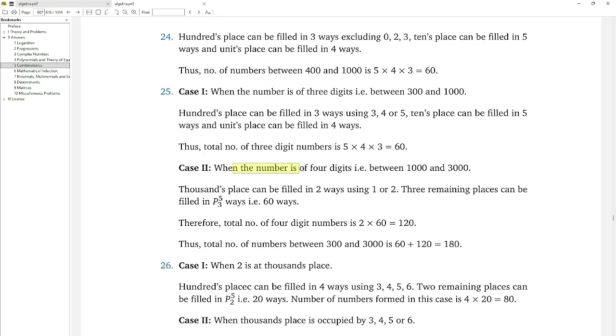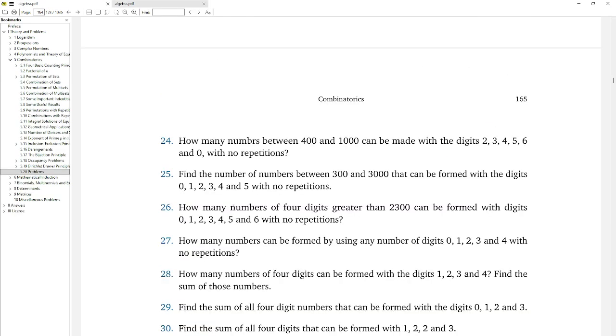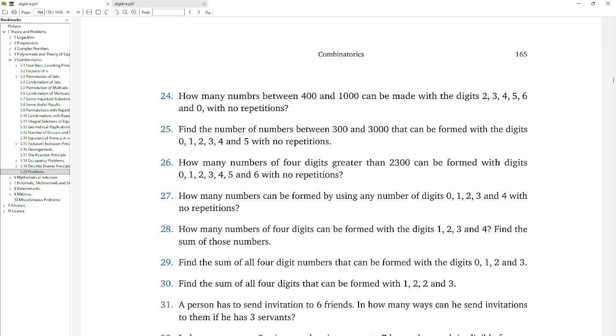Now we consider the second case, when the number is of 4 digits, between 1000 and 3000. The thousands place can be filled in 2 ways using 1 and 2. The 3 remaining places can be filled in 5P3 ways, that is 60 ways. The total number of 4-digit numbers is 120, and therefore the total number of numbers is 60 plus 120, that is 180.